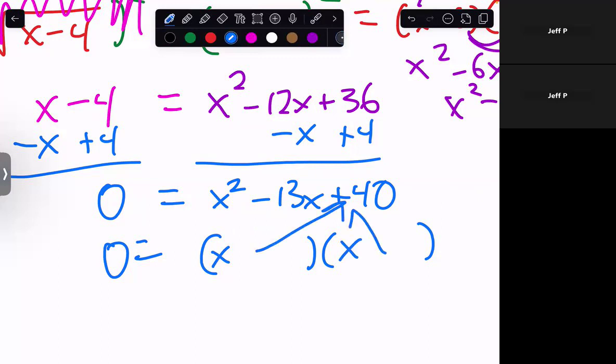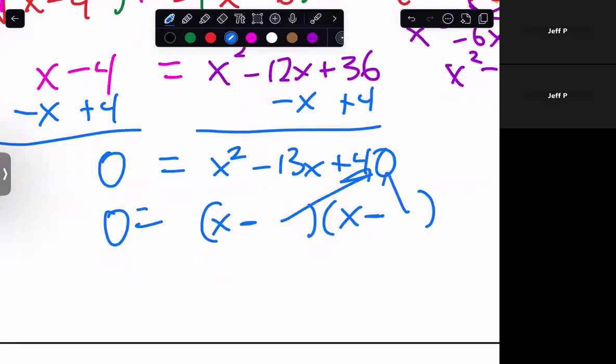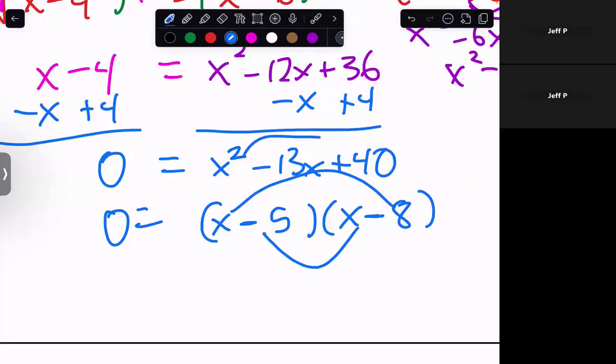The constant is positive, so the two signs match, but the middle term is negative, so it has to be two minus signs. It can't be two plus signs because then the middle term would have to be a plus. Okay, and then now we want to think of two numbers that multiply to 40. So it's going to be 5 and 8, right? Because you have negative 8x minus another 5x combines to negative 13x.